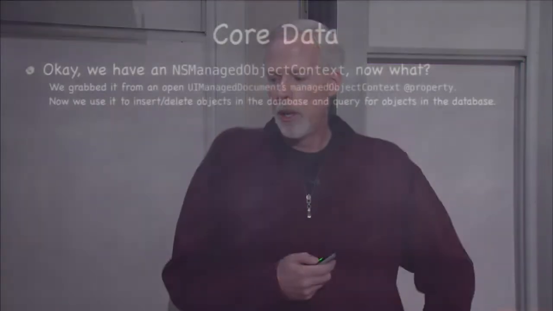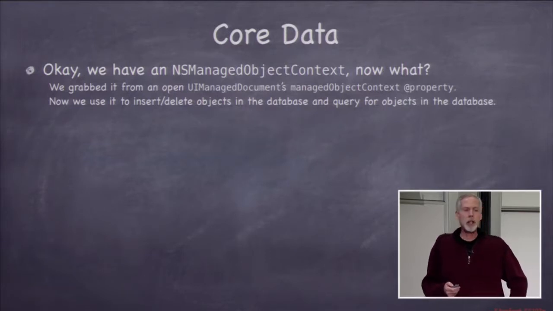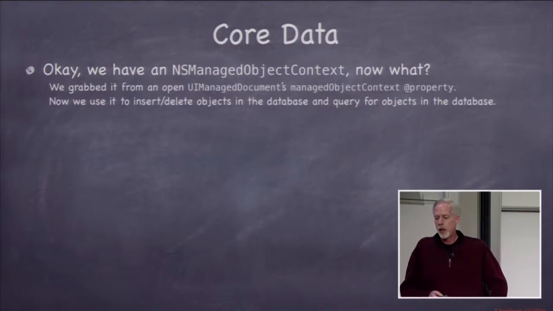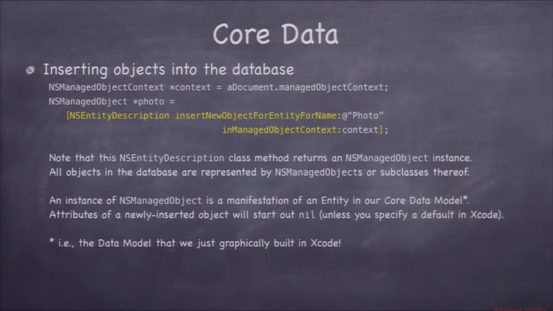All right, so now we have an NSManagedObjectContext that we got from our document. What can we do with it? Well, we can insert and delete objects, we can change attributes, and we can query for objects. So let's talk about doing all those things. Let's start with inserting. Let's say I want to put a new photo or a new photographer into the database. I do that with this method right here. It's a class method on NSEntityDescription called insertNewObjectForEntityForName:inManagedObjectContext:.